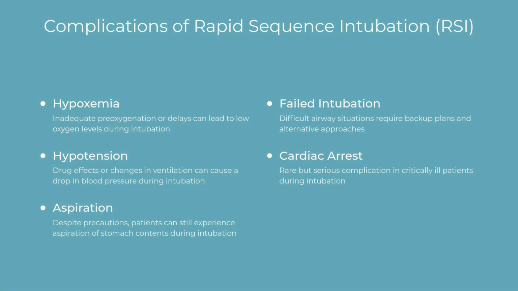Complications of rapid sequence intubation. RSI has risks. Hypoxemia hits if pre-oxygenation fails or intubation drags on. Hypotension can stem from the induction agents or starting ventilation. Aspiration's a concern despite our efforts. Failed intubation means switching to Plan B fast. Rarely, cardiac arrest occurs, especially in very sick patients. Knowing these risks helps us prepare.